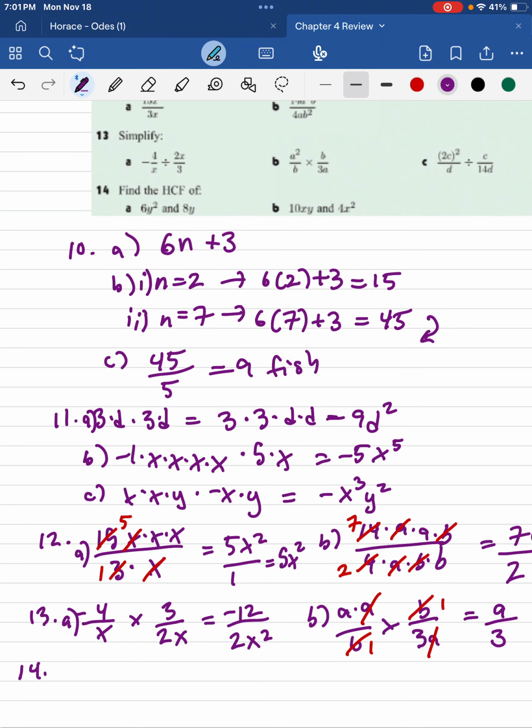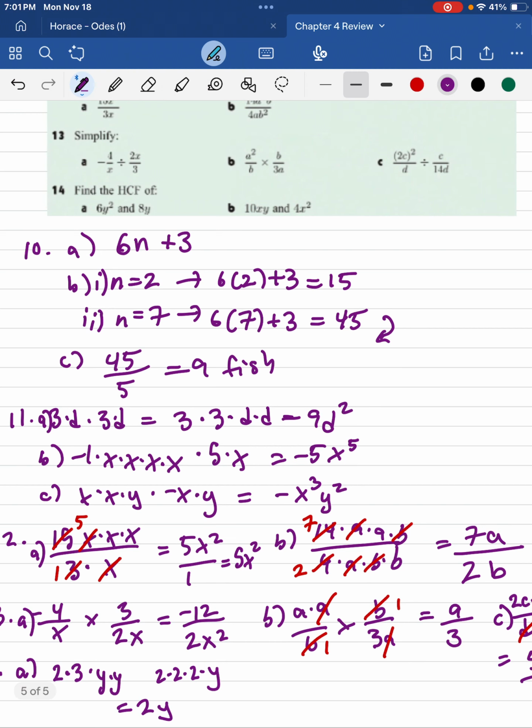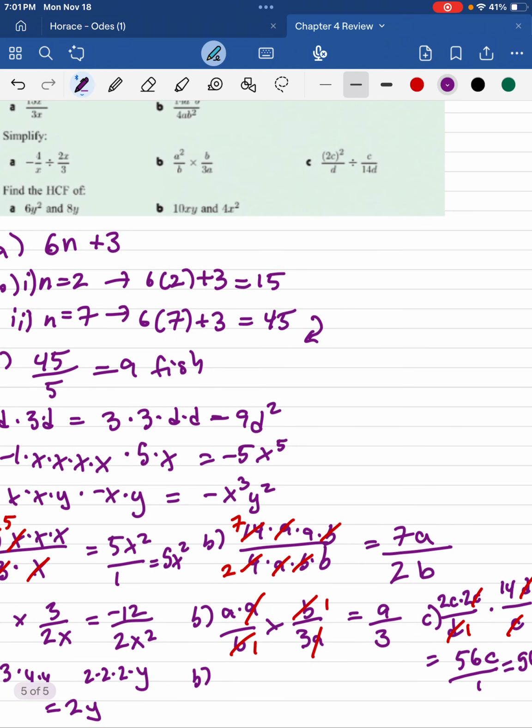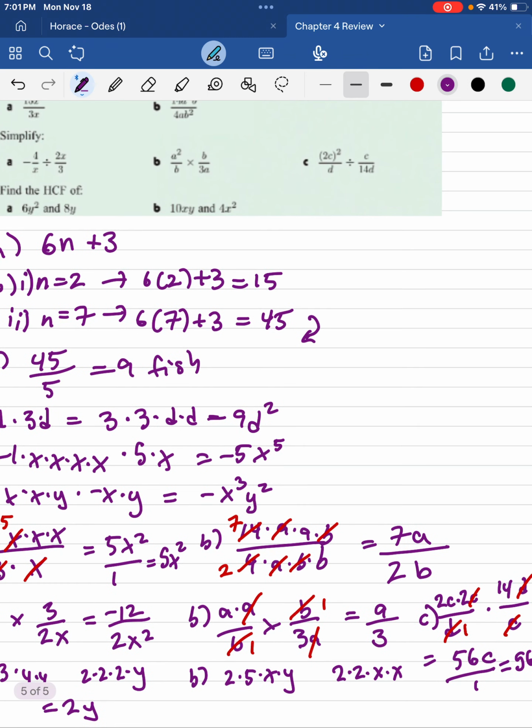Finally, part 14, find the highest common factor of 6y squared and 8y. I want to write those two out fully. So 6y squared is the same thing as 2 times 3 times y times y. 8y is 2 times 2 times 2 times y. So what they have in common is a single 2 and a single y. So the highest common factor is 2y. Part B, 10xy and 4x squared. 2 times 5 times x times y, and 2 times 2 times x times x. So what they have in common is the 2 and x, so 2x.